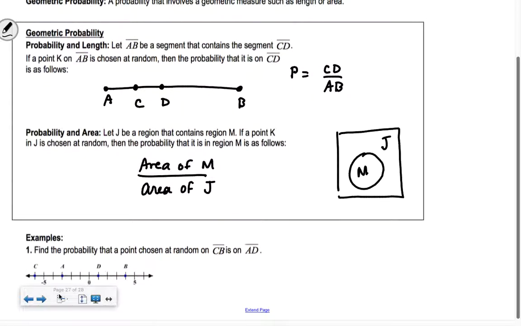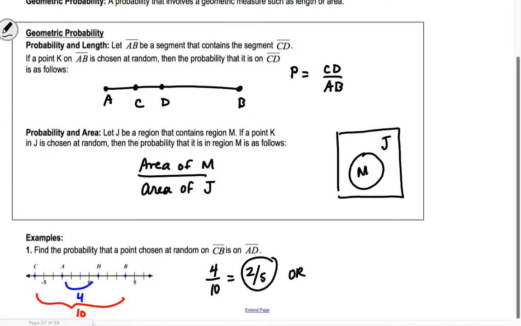So we could have lots of pictures. This one says, find the probability that a point chosen at random on the length of CB is on the smaller length AD. The probability that we're going to be on AD is the length, 1, 2, 3, 4 units long. Do you see how AD is 4 units long? Divided by CB, which, from C to B, I think is 10 units long. So our probability is 4 out of 10, which reduces to 2/5. Written as a decimal, 4/10 is 0.4, or 40% if you want to see it as a percent. Does that make sense?